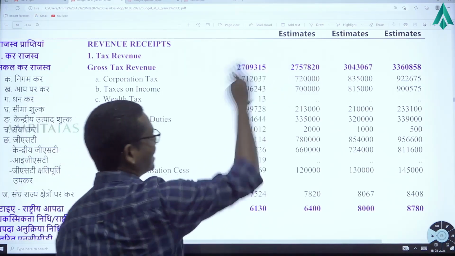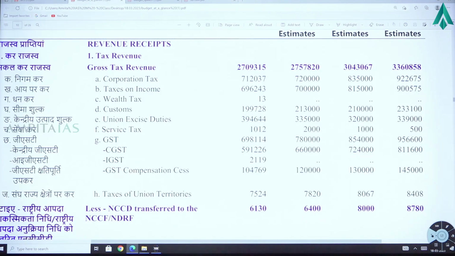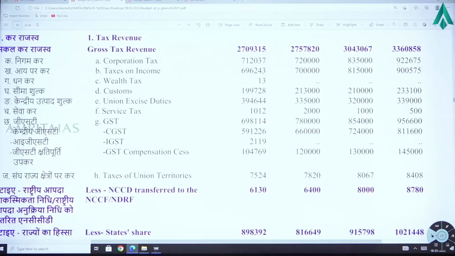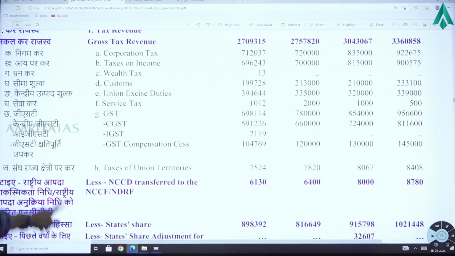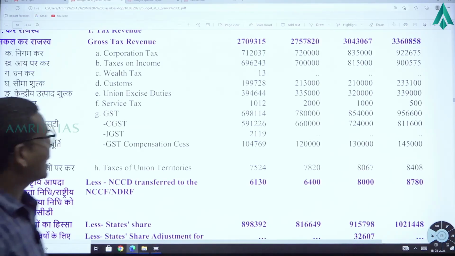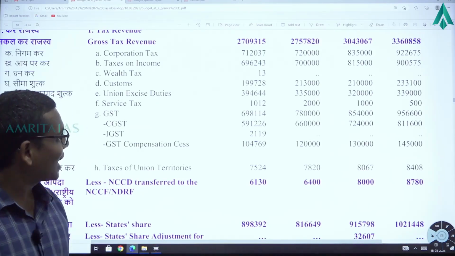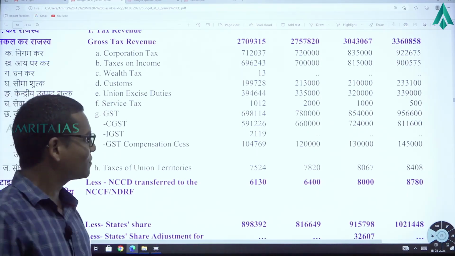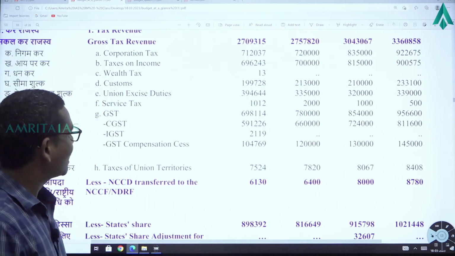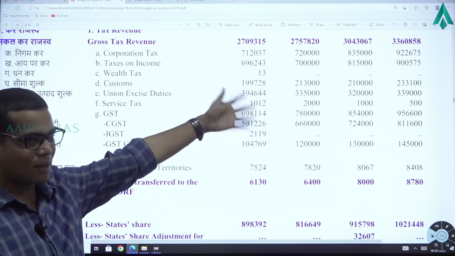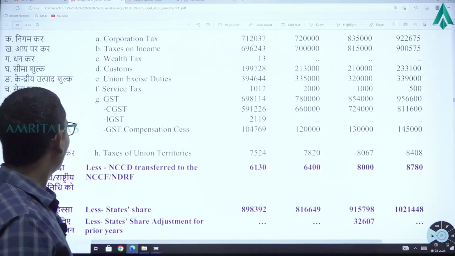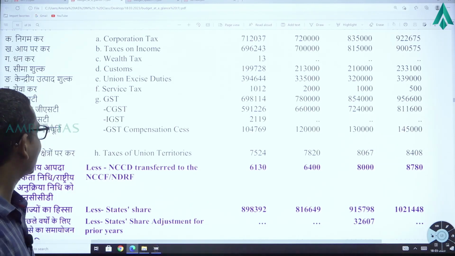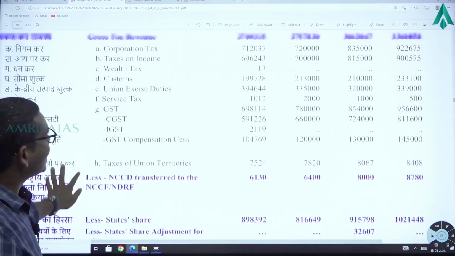In that, corporate tax is 922 and income tax is 9. So 18. Next, customs 2 lakh, excise 3 lakh, that means 5. GST 9, 9 plus 5 is 14. Okay, 14, I think that number you can take as 15. Okay, tax on union territories. So this is how. Okay, just have an idea.